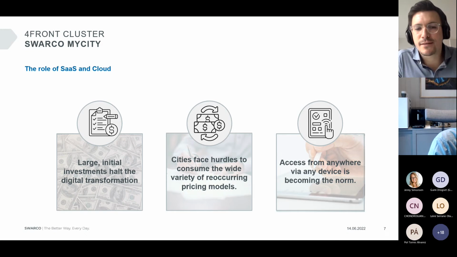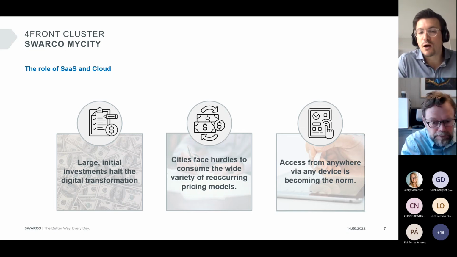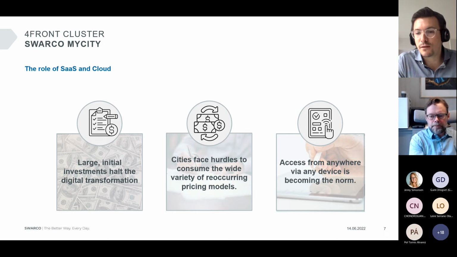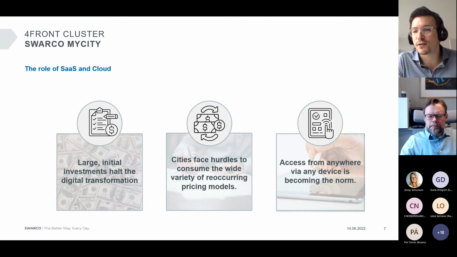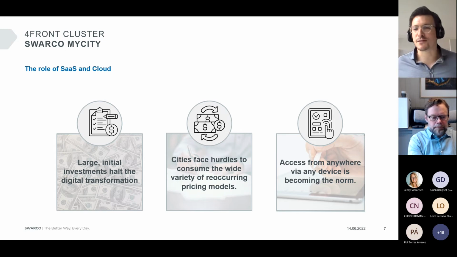And then lastly, access from anywhere via any device is becoming the norm. On the one hand, specifically cities are facing that war for talent. It has been hard for cities to find good talent, and now even more so in an IT landscape. And when we talk about finding new talent, probably no one these days would sign a contract that says you have to come 5 days a week to the office, and maybe even be one floor down, sit in your traffic management center and operate from there. So that was one topic.